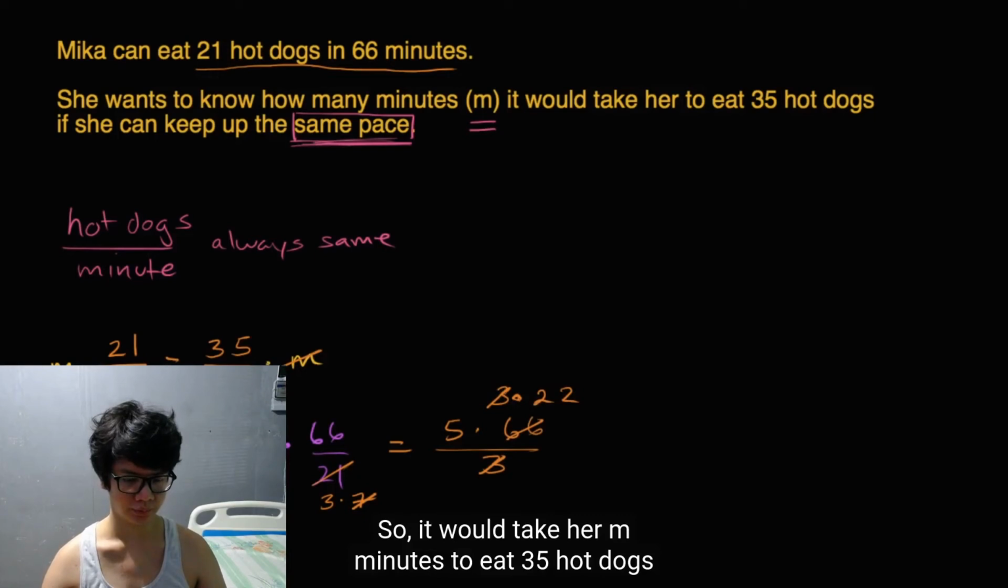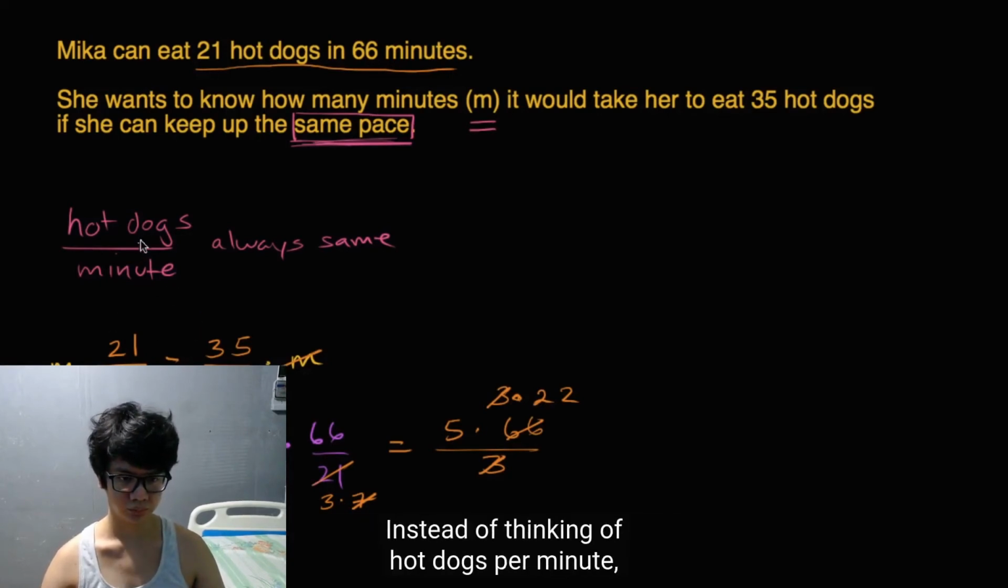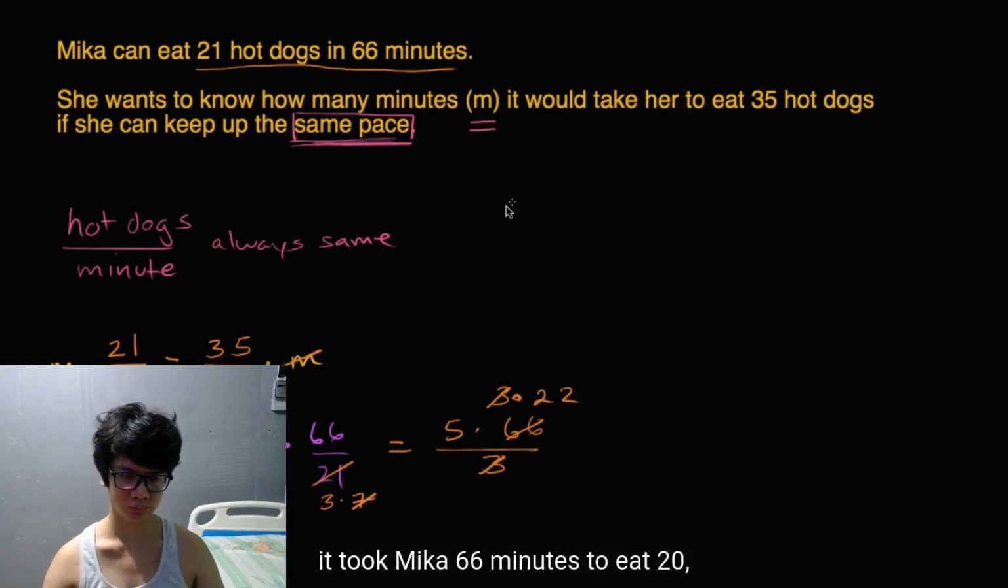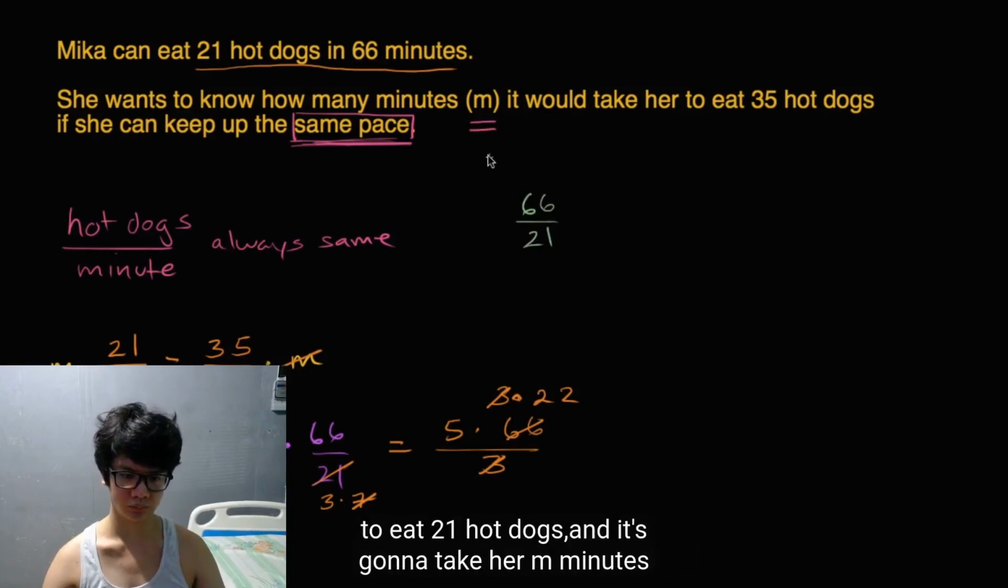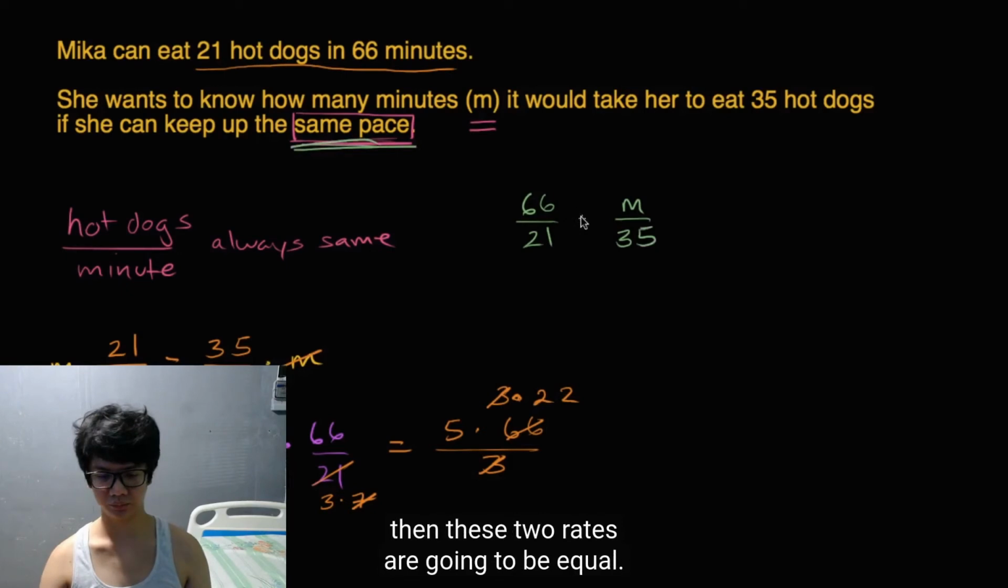So it would take her m minutes to eat 5 hot dogs at the same pace. Now, some of you might have had a different equation set up here. Instead of thinking of hot dogs per minute, you might have thought about minutes per hot dog. So you might have said, okay, it took Micah 66 minutes to eat 21 hot dogs, and it's going to take her n minutes to eat 35 hot dogs, and if it's the same pace, then these two rates are going to be equal.